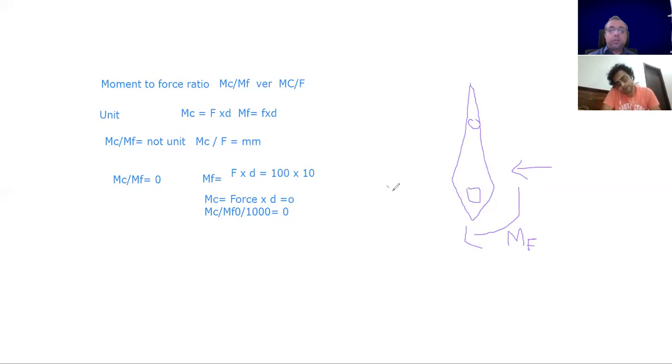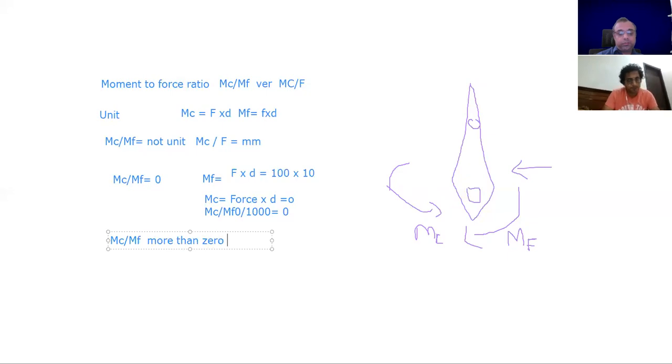And ideally, this should be the moment of the couple. It should be this way. So the second scenario is moment of couple divided by moment of force. That is less than 1, right? Hassan, that is less than 1. More than 0 and less than 1. Yes.